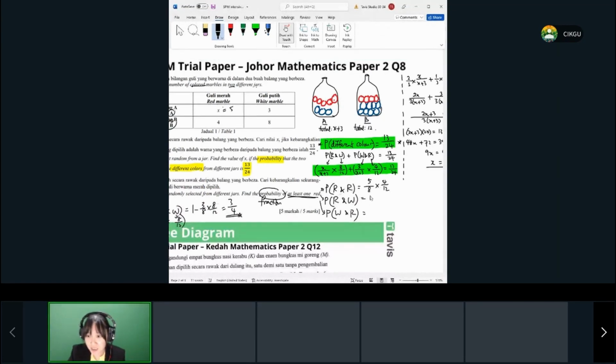Second case, I want to select red. So 5 over 8 also. Second jar, I want white. So that means 8 white out of 12. Okay, and then the last one, I want to select white from the first jar. So 3 out of 8 multiplied by red from the second jar. So 4 out of 12. Okay, so find one by one.